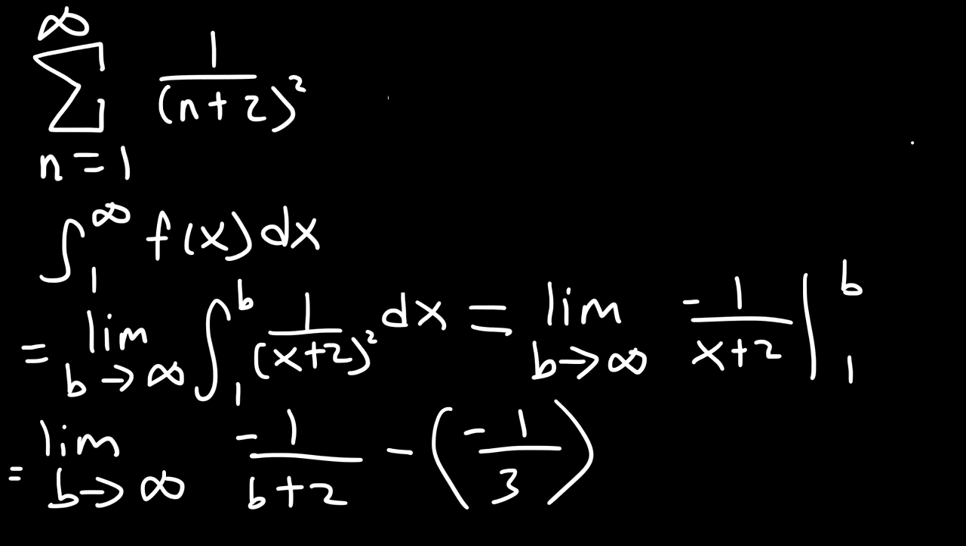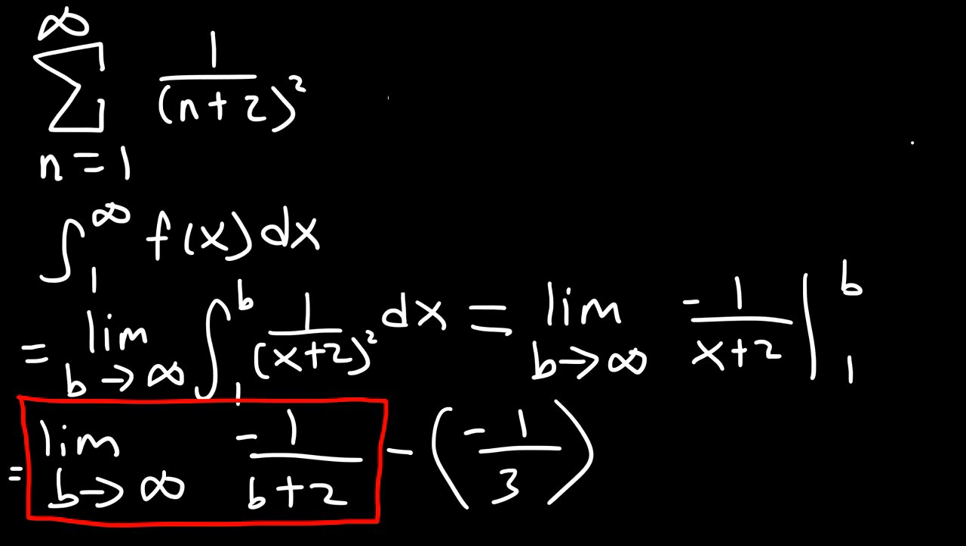Now, the limit as b approaches infinity for -1 over b plus 2, that's going to go to 0. If it was 1 over b, that will go to 0 as well. So -1 over b plus 2, that's also going to go to 0. And then we have minus -1/3, so this is going to be plus 1/3.